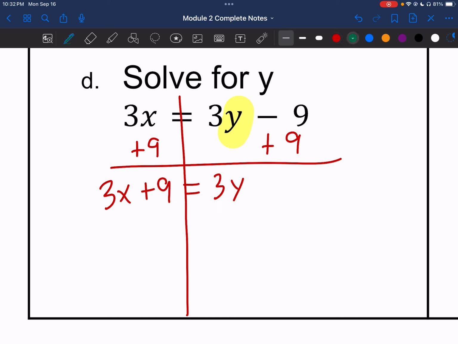My second step is going to be to divide by that 3. And again, I need to divide all of our terms in the equation by 3. So our 3 over 3 cancels out, and I'm left with x. 9 divided by 3 is 3, and those 3's cancel out, and I'm left with y. So y is equal to x plus 3.